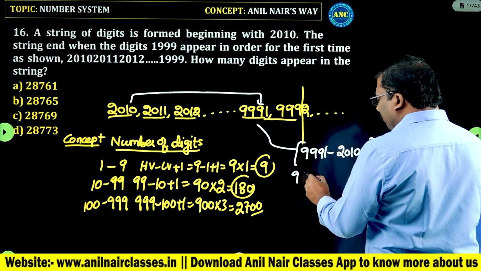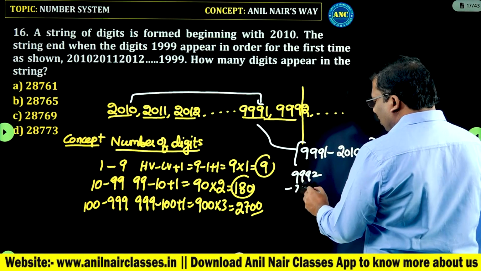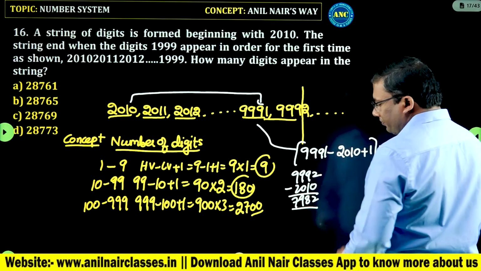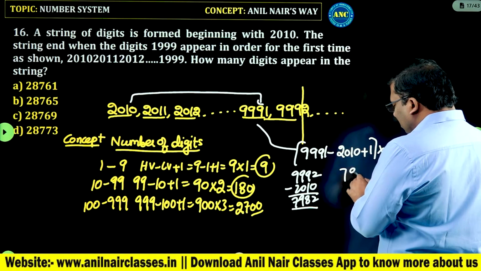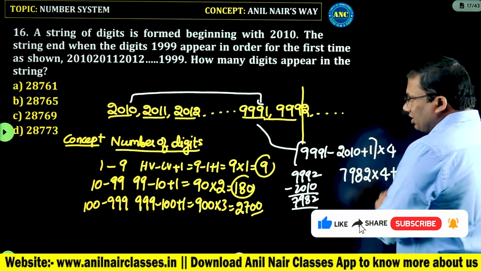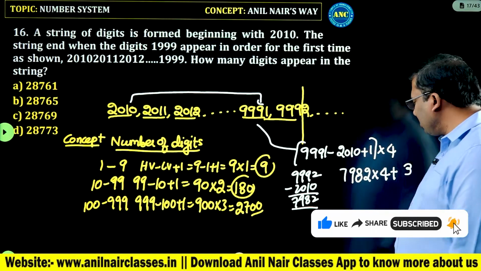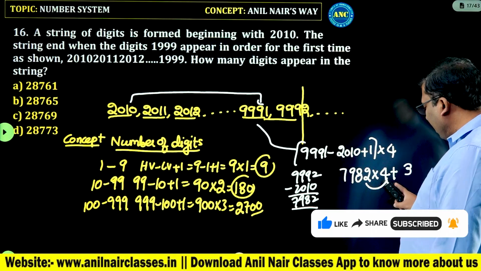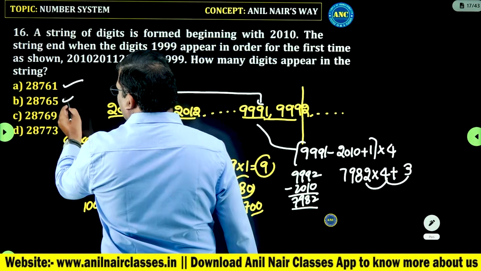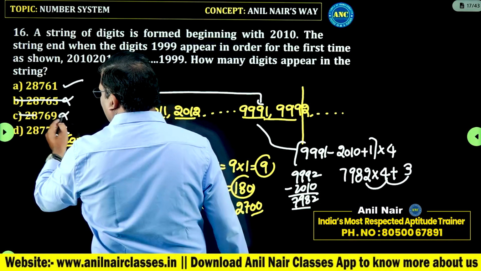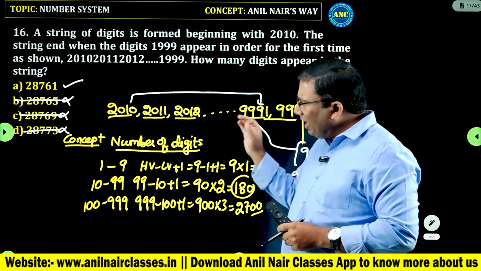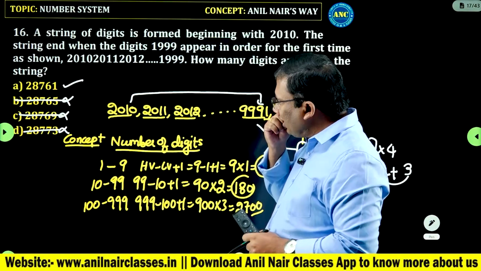9991 plus 1, 9992 minus 2010. It is 17982. 17982 into 4. After this, 3 more digits are written. 2 fours are 8. 8 plus 3, 11. The answer's unit digit has to be 1. So the answer for this question is 28,761. This is a highly repetitive question that comes in your examination.